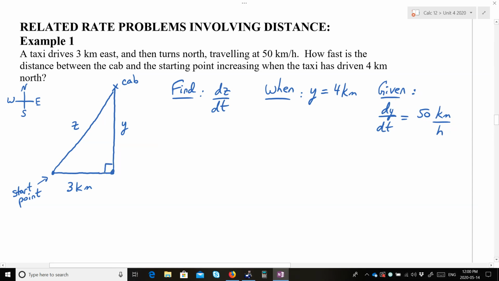Okay, so now we just need a formula involving y and z. We'll use Pythagoras because it's a 90-degree triangle. So 3 squared plus y squared is equal to z squared. And when we differentiate both sides with respect to time, the derivative of the constant 3 squared will go away. We will get 2y dy/dt equals 2z dz/dt.